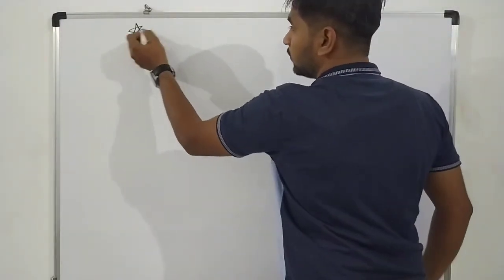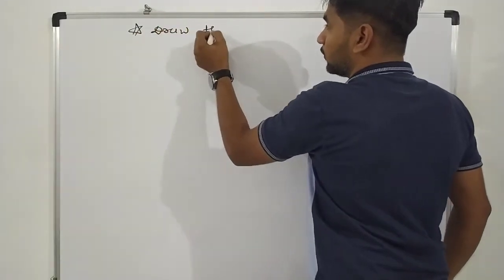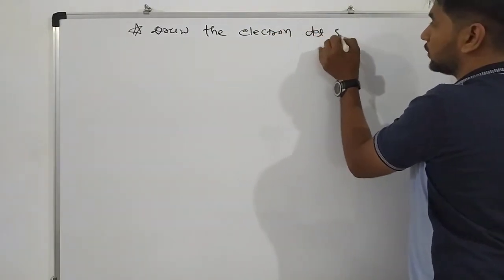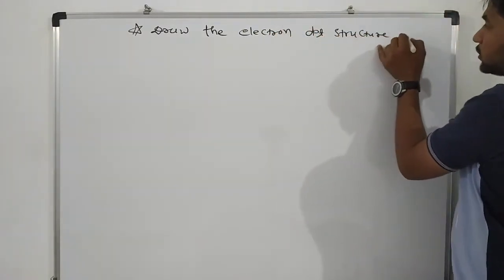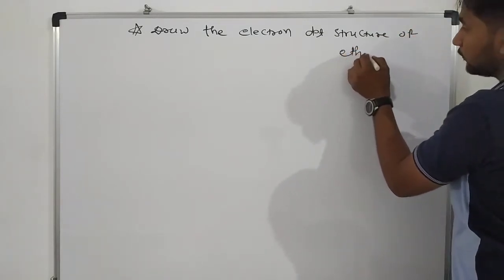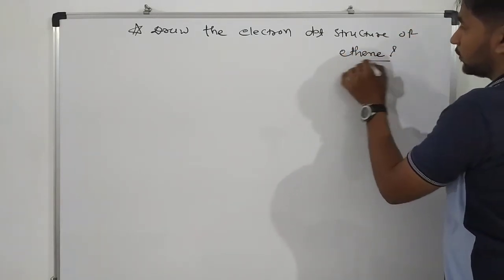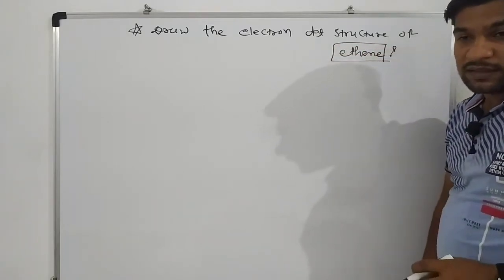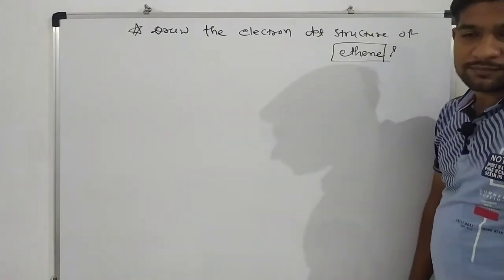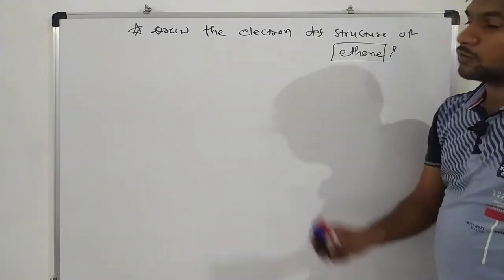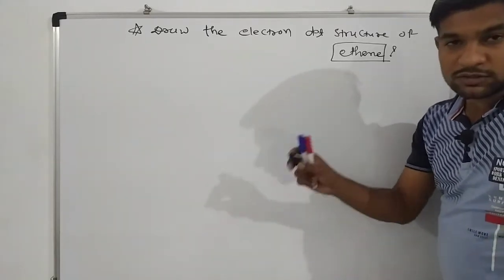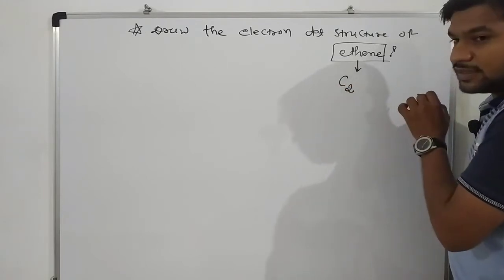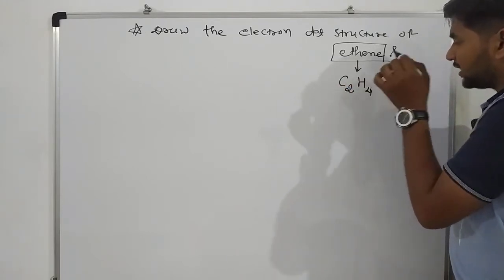Next question: draw the electron dot structure of ethene. What is the formula of ethene? First you have to know the formula of ethene, then you have to write the electron dot structure. Otherwise you cannot write the electron dot structure of ethene. You first have to know the formula of ethene, and that is C2H4.